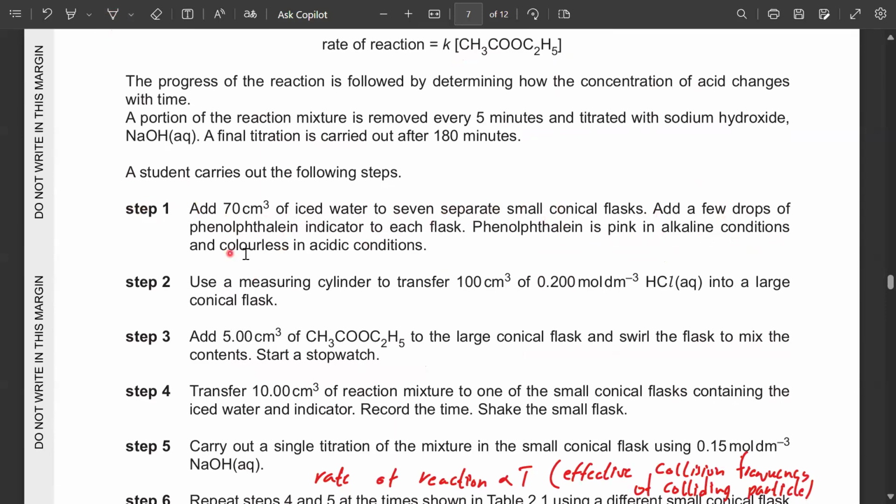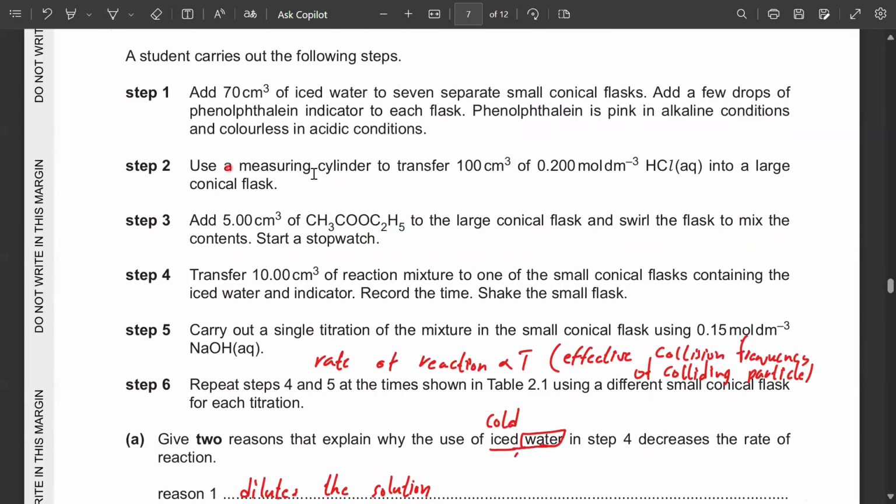Phenolphthalein is pink in alkaline, colorless in acid. Use a measuring cylinder to transfer HCl into a large conical flask. Add ester to the large conical flask, swirl the flask to mix the contents, and start a stopwatch. Transfer the reaction mixture to one of the small conical flasks containing the ice water and indicator, and record the time. Now, do you see they have used the word indicator here? The indicator is being mixed with which compound? It is being mixed with the HCl.